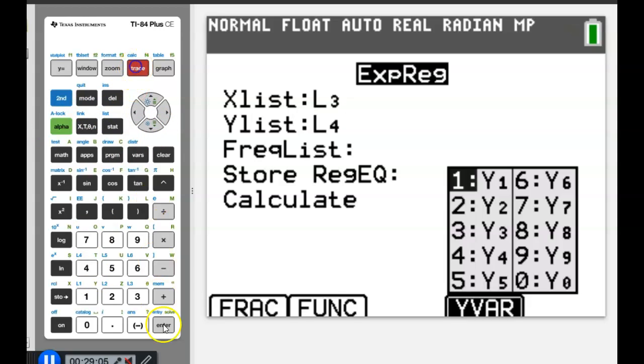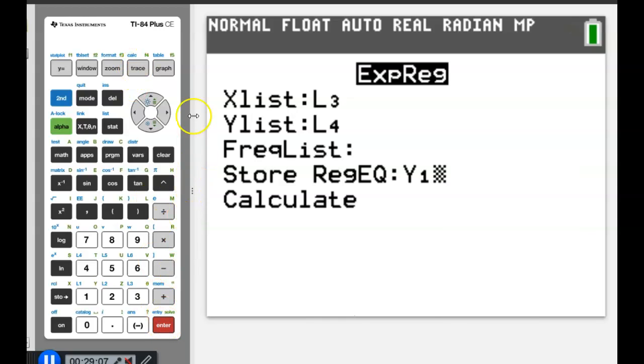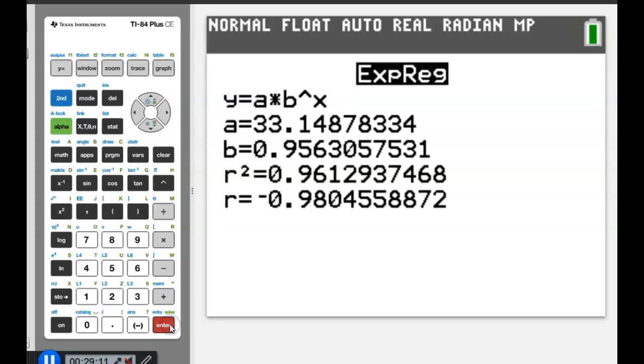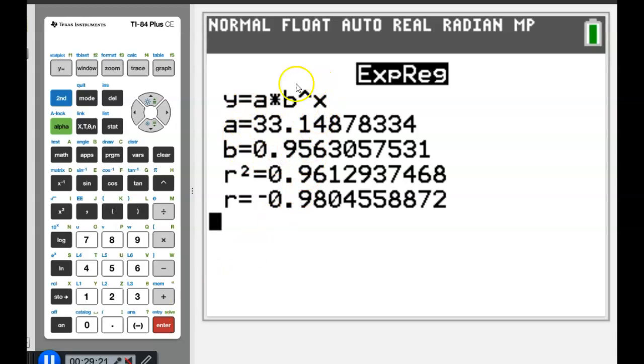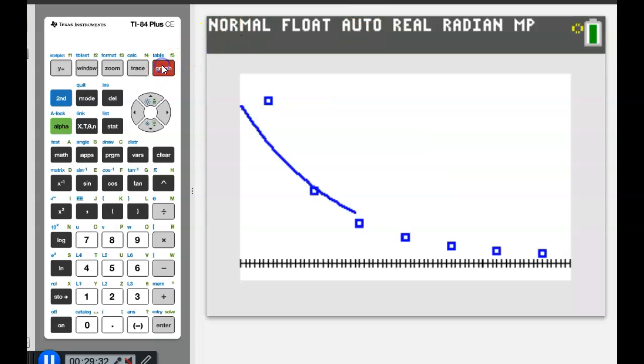Second trace, enter. All right. How do I know it came out a decay function? What's the growth rate here? Yes, the B value is less than 1. Okay? So I have 33 points, and we can look at the graph before I put this away.